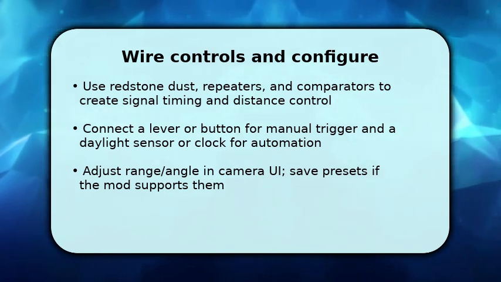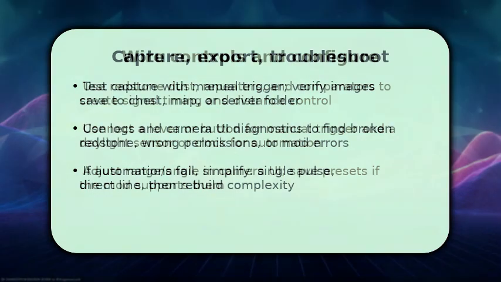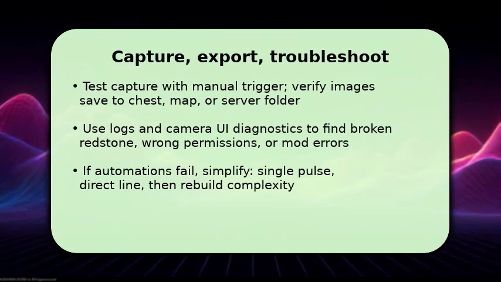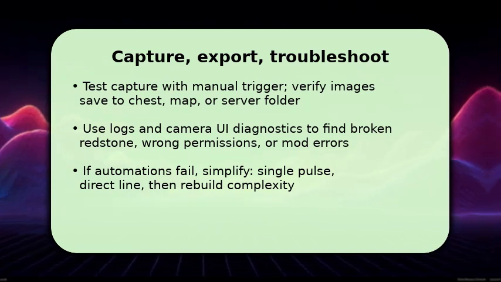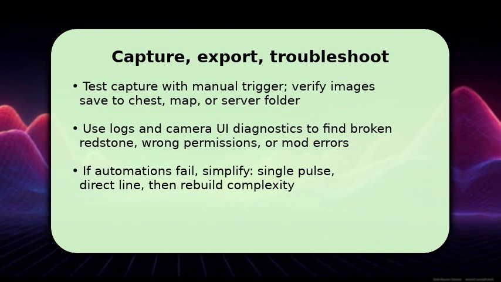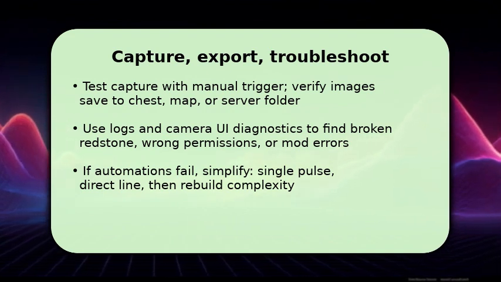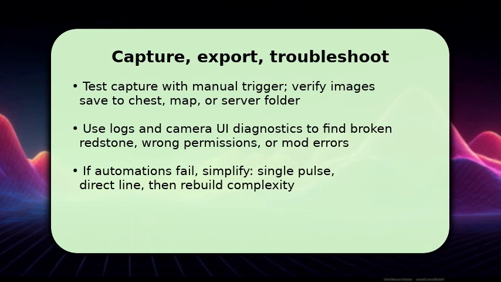You finish by testing captures and exporting files. Trigger the camera manually first and check the chest, map, or server folder for saved images. Make sure permissions allow writes. Once that works, run automated cycles and watch for missed frames or choppy timing, then tweak repeater delays.